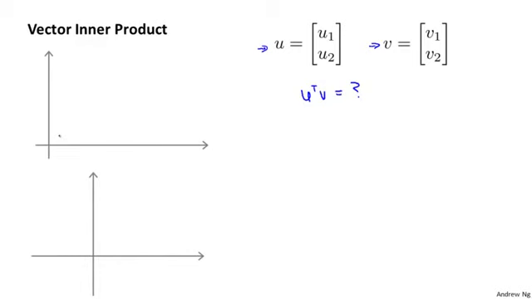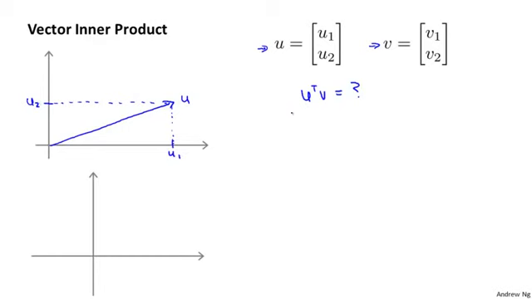U is a two-dimensional vector, so I can plot it on this figure. So let's say that's the vector u. What I mean by that is on the horizontal axis, the value is whatever u1 is, and on the vertical axis, the height is whatever u2 is, the second component of the vector u.